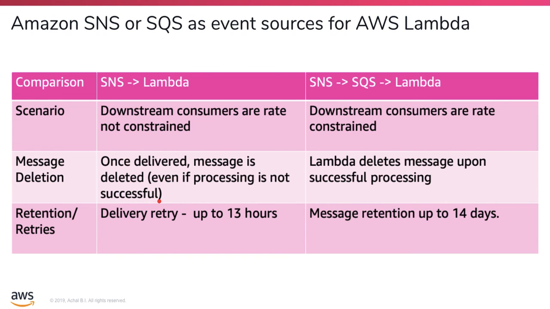And once the message from SNS is delivered to Lambda, Lambda doesn't have to go back and delete the message on successful processing. So once the message is delivered, the message is deleted even if processing is not successful. So if the request is critical, and you rely on the successful completion of the operation, then you should use SQS in between the SNS and Lambda services.